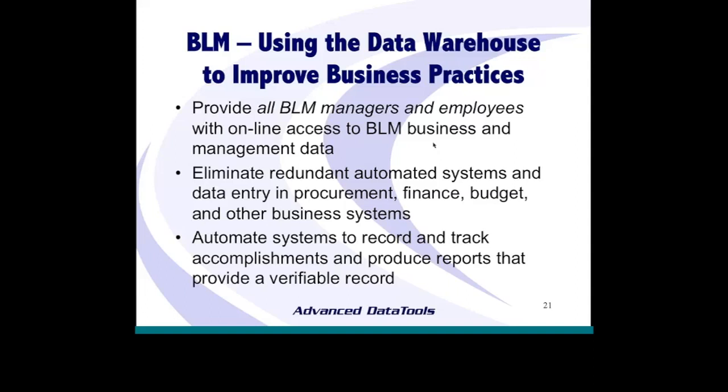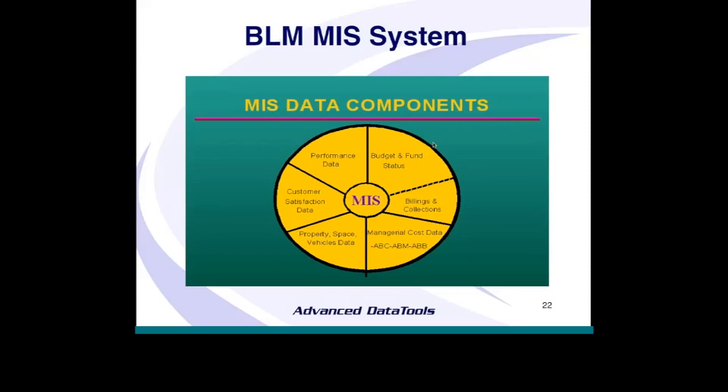One of the key requirements or attributes or ways of identifying an enterprise data warehouse is that everybody has access to it. Now, and I'll talk about this later on, that does have some security implications, but you want to give everybody access to it so they can use it to make decisions. BLM wanted to do that, and they had a vision that included things like vehicle data, customer satisfaction data, performance data, budget data.